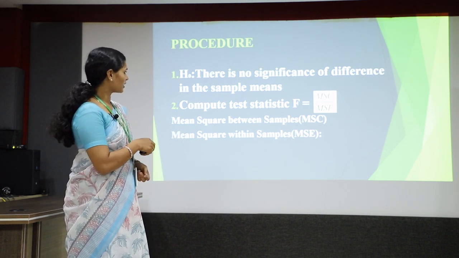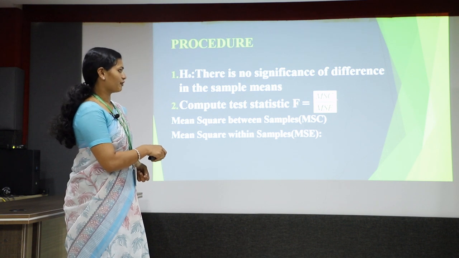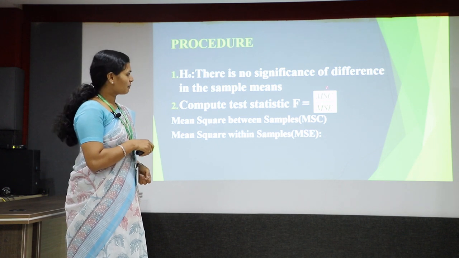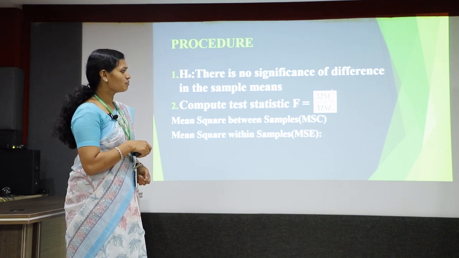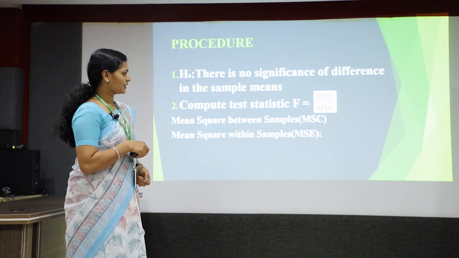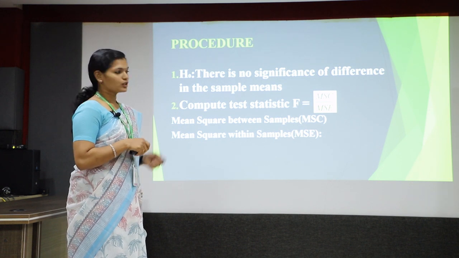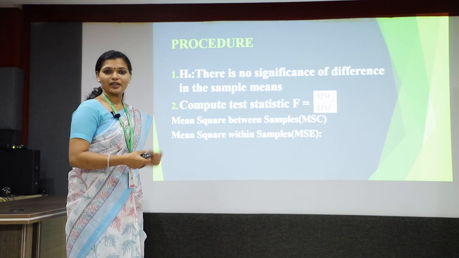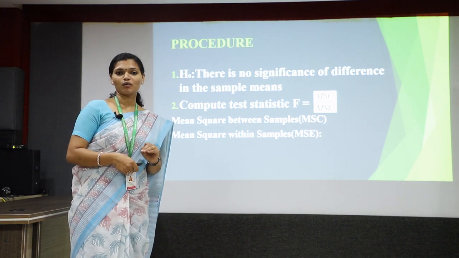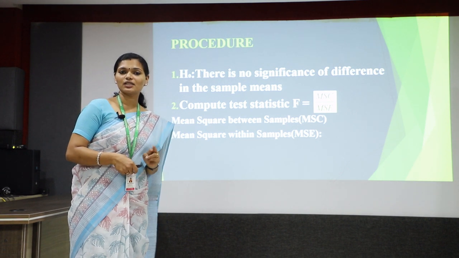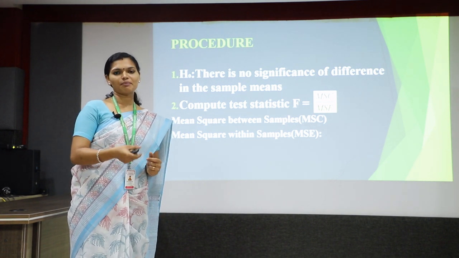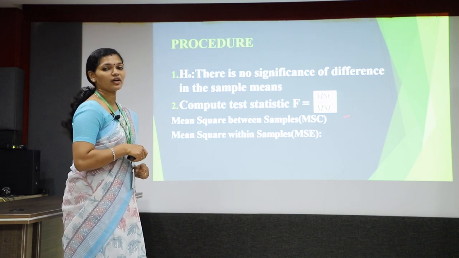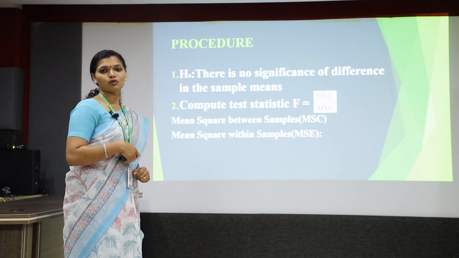As I have told, here we have the test statistic F. F is the ratio MSC divided by MSE. MSC is read as mean square between sample, and MSE is mean square within sample. So the C is for between sample and E is for within sample. I've told you we have three variances in one-way ANOVA: variance between sample, variance within sample, and variance among sample. Among sample is actually the total. So here we have mean square between sample and mean square within sample. These two terms we have to calculate.